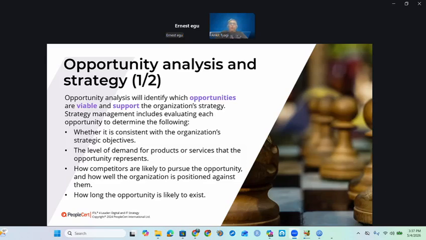So when it comes to opportunities, like I said, it's not that all the opportunities should be undertaken by the organization, but we need to identify which opportunity is in alignment with the organization's strategy, and how other competitors are expected to pursue that opportunity. Based on that, we can always take the decisions.